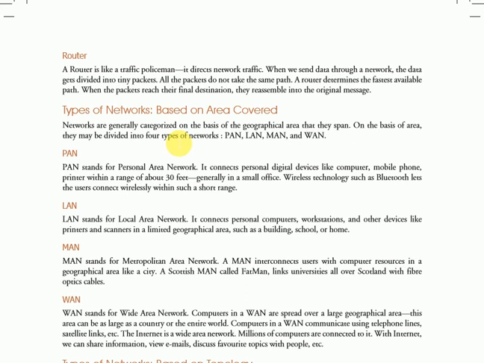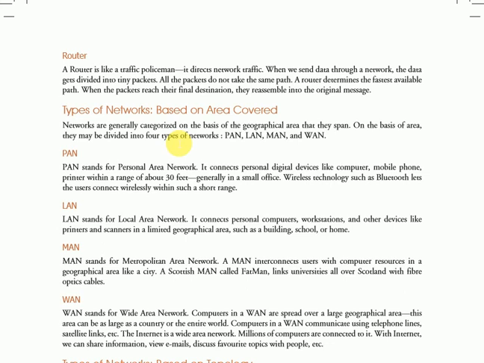Okay, types of network based on area covered. Networks are generally categorized on the basis of the geographical area that they span. On the basis of area, they may be divided into four types of network: PAN, personal area network; LAN, local area network; MAN, metropolitan area network; and WAN, wide area network.